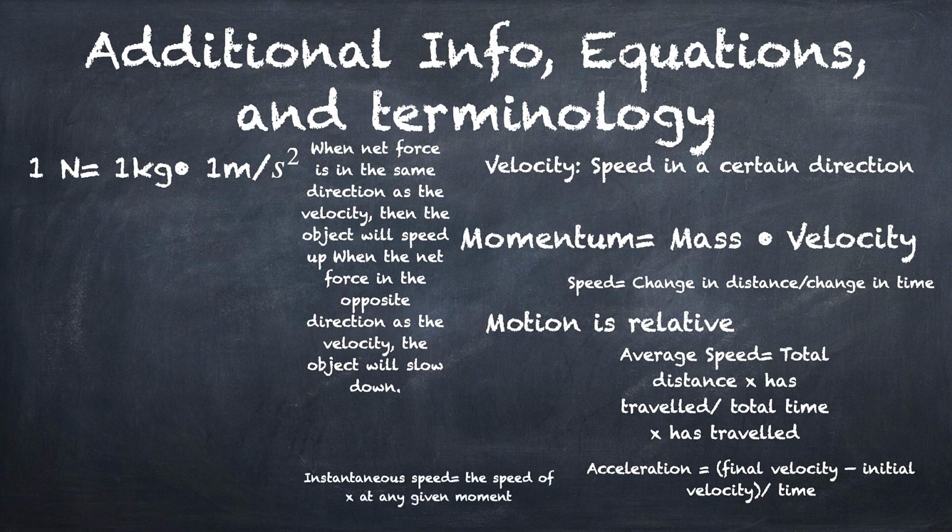Instantaneous speed is equal to the speed of an object at any given moment. Instant speed is different from average speed. The speed of an object is not always constant. It can vary. The instant speed is the speed at a certain moment.